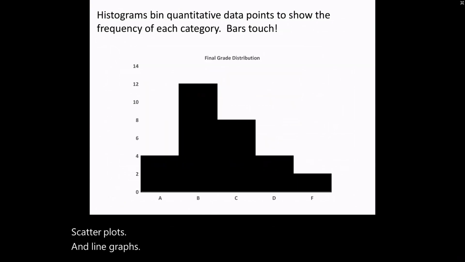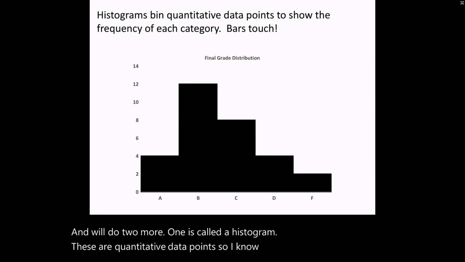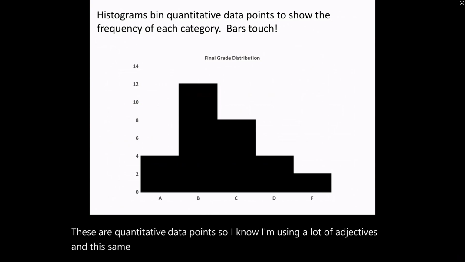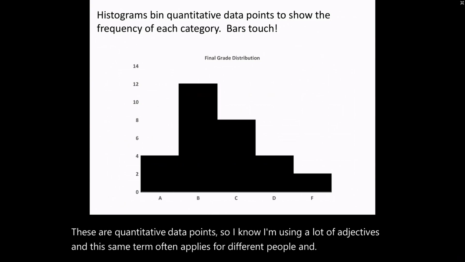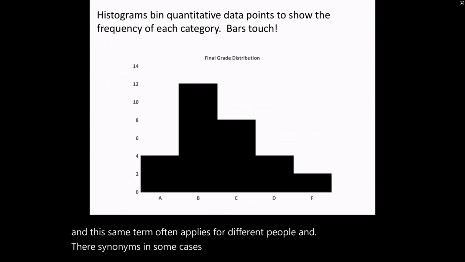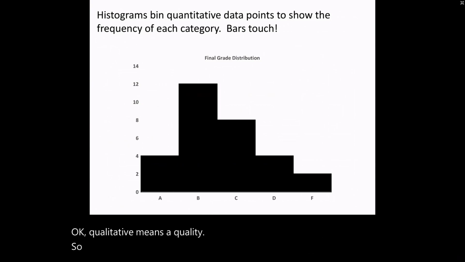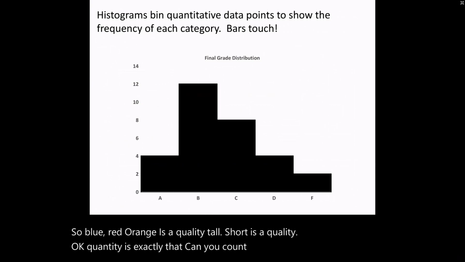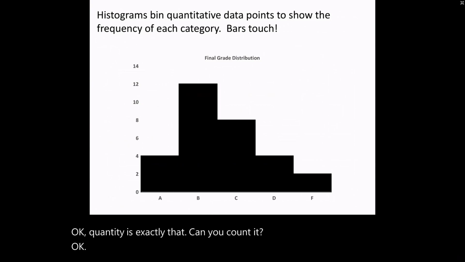And we'll do 2 more. One is called a histogram. Now, these are quantitative data points. So I know I'm using a lot of adjectives, and the same term often applies for different people, and they're synonyms in some cases. So quantitative means a number. Okay, qualitative means a quality. So blue, red, orange is a quality. Tall, short is a quality. Okay, quantity is exactly that. Can you count it? Okay, does it have a measurement?